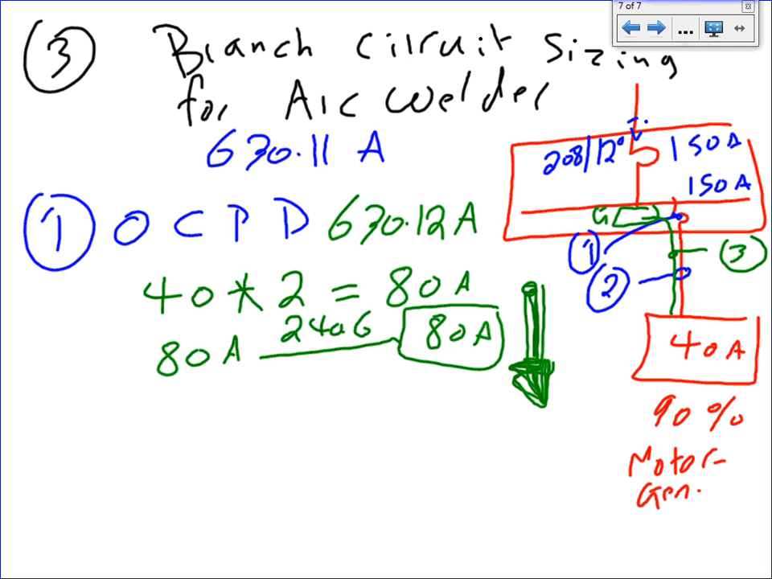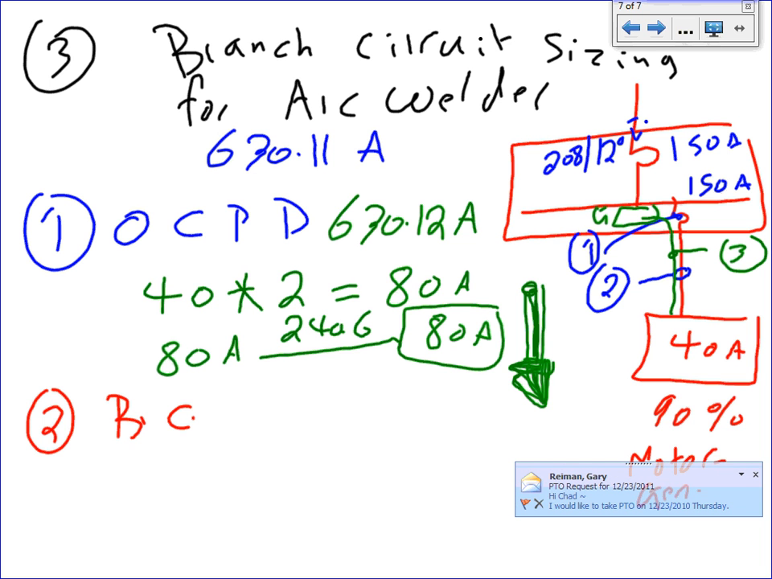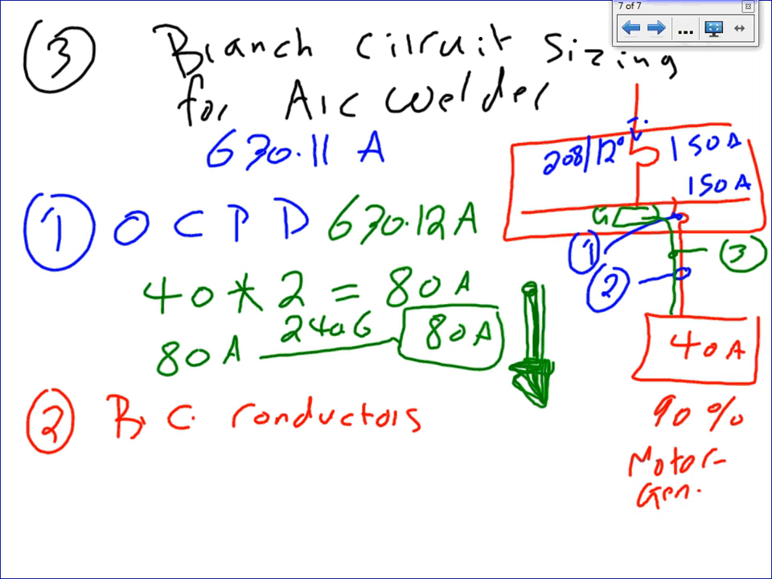Okay, so that's 80. The second thing, number 2. Any question about number 1? So I sized the overcurrent protection device for that. Number 2 is the branch circuit conductors. Branch circuit conductors, guys. If you read for branch circuit conductors, you need article 630.11(A). Please go review it.